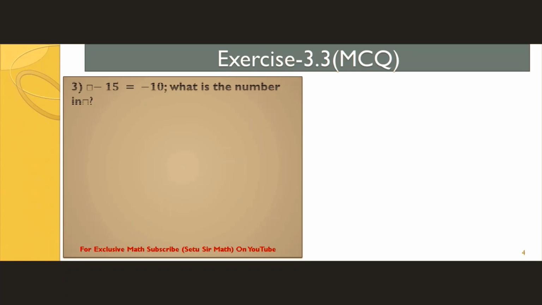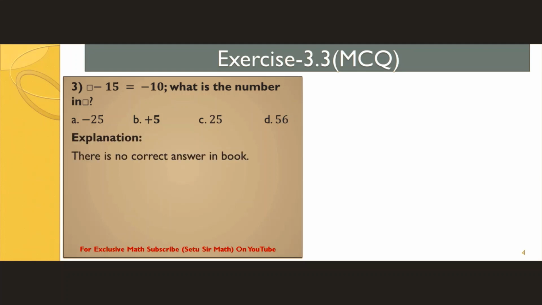So next math, number 3. What is the number in the box? You can see a box, minus 15 equals to minus 10. This is the box, minus 15 equals to minus 10. What is the number in the box? So let's see the options. These are the options, and as I am saying, this bold mark is the answer, and in the book this answer is wrong. So I make it right in here.